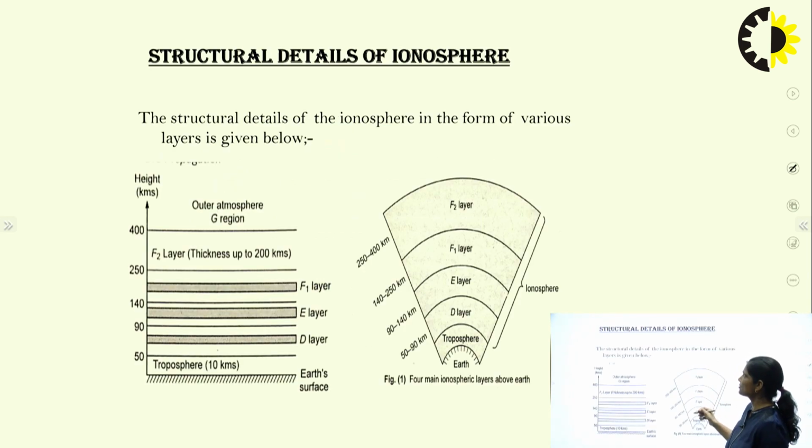So this is the structural detail of the ionosphere. Here is your Earth. Now from 50 to 90 kilometers, you have several layers. This is the troposphere, this is the D layer, this is the E layer, this is the F1 layer, this is the F2 layer. These are the layers according to distance. 250 to 400 kilometers is the F2 layer, 140 to 250 kilometers the F1 layer, 90 to 140 kilometers the E layer, 50 to 90 kilometers the D layer. Here is your troposphere, this is your Earth. So there are 4 main ionosphere layers above the Earth.